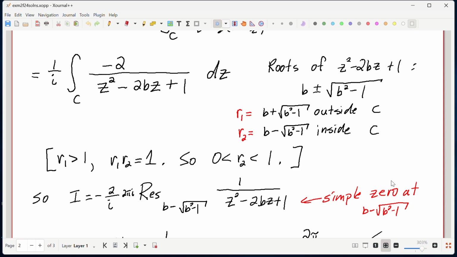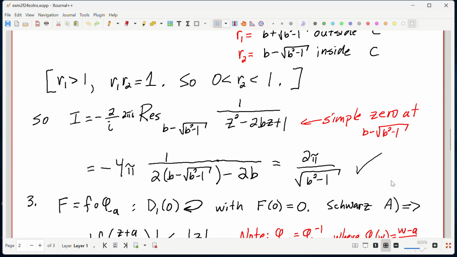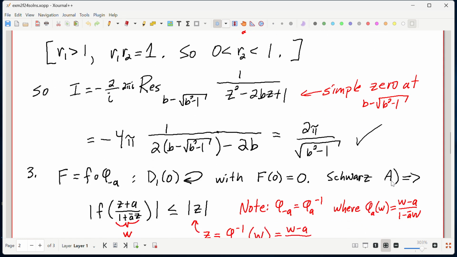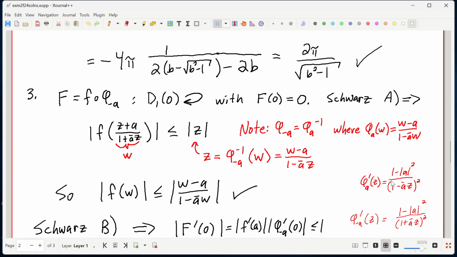And so you'd get 2 pi i times the residue. There'd be a coefficient in front, which you pull out, minus 2 over i. The function on top is 1, and then the thing on the bottom has a simple 0. And so when you write it all out, you get what you're supposed to get. Oh, I'm running out of time. Anyway, I'll post these. The key to the third one was the Schwarz lemma.